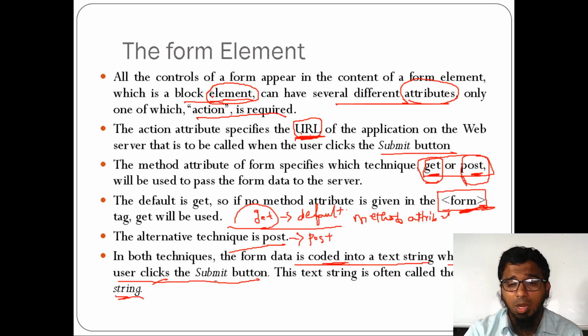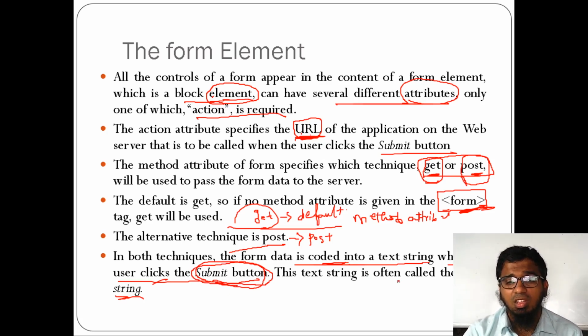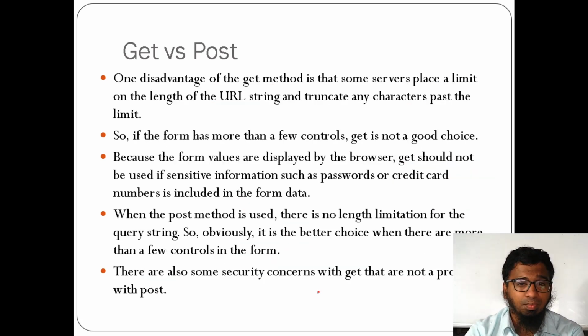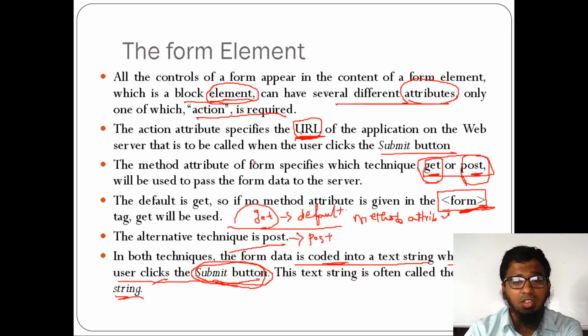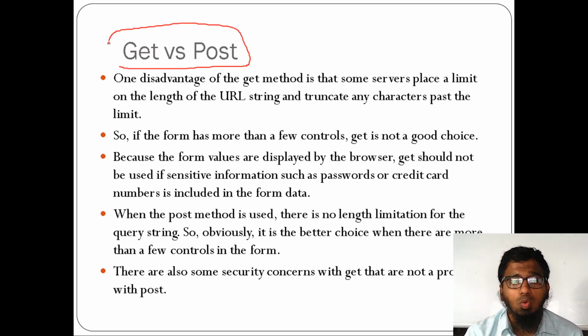Whenever you click the submit button, that is nothing but we are giving the query, we are asking the question, we have a problem and we are asking the server. So this is a submit button. This text string is called the query string. Okay, so here these are the form elements. Now we will see get versus post. What is get and post?